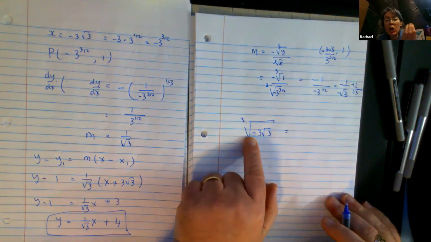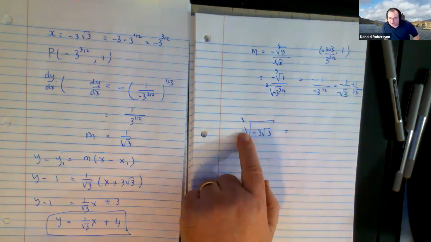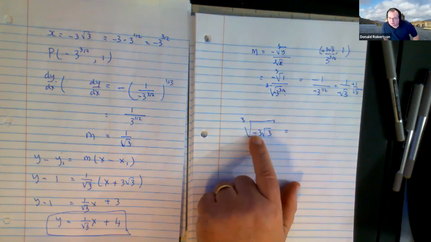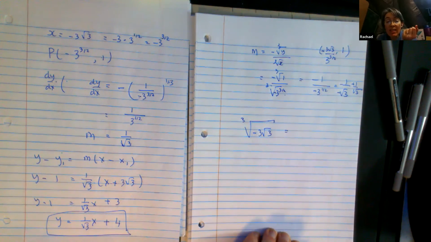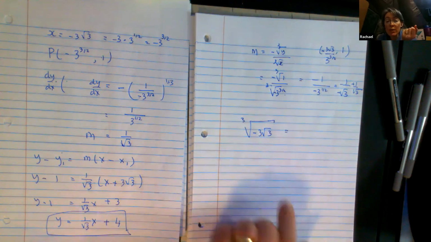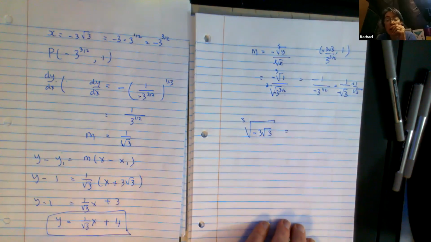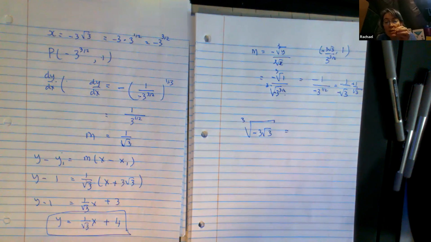So I want to know, when you said the answer, what do you mean? Did you get a decimal or a number? No, I put it in just like that. I was doing cube roots of -3 square root of 3. That's perfect. I'm just kind of wondering how I would consolidate it.